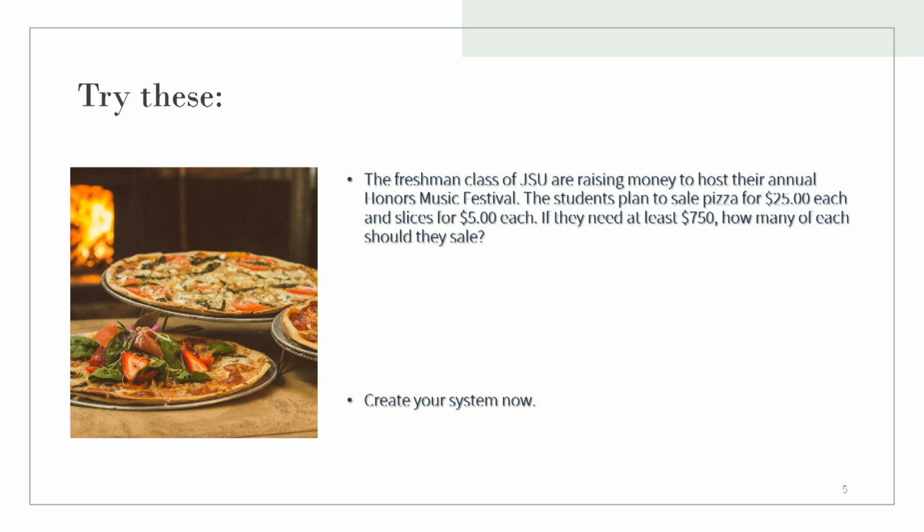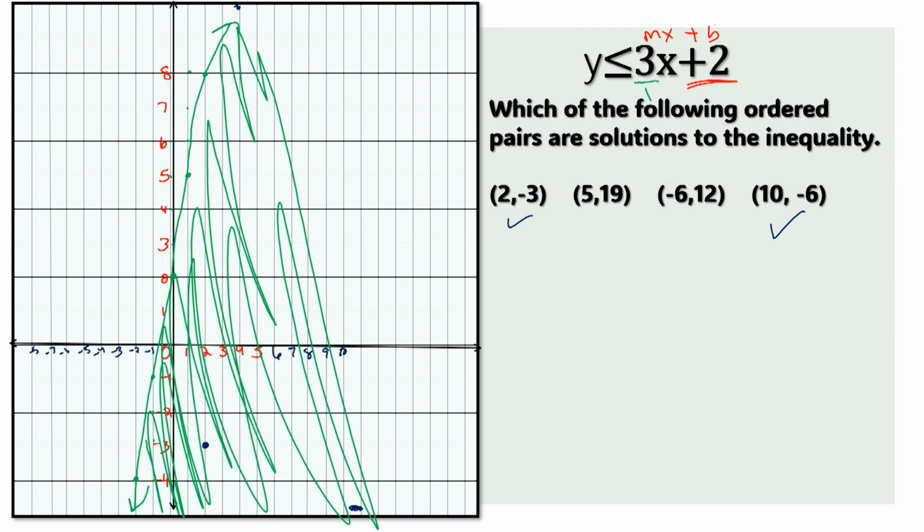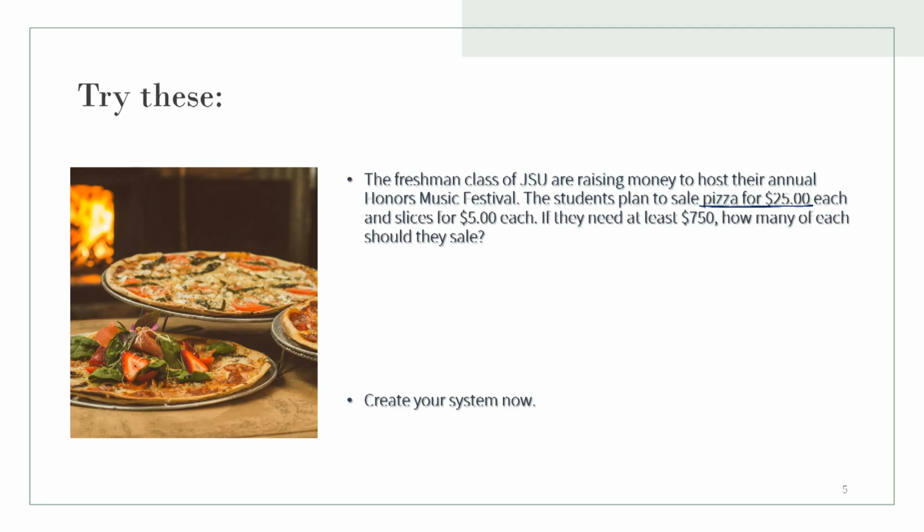So they're selling the whole pizza for $25 and the slices are $5 each. And then I need at least $750. So I need to create a system of equations, or I need to at least create my equation to see what I've got. I think I'm just going to make an equation. I won't need a system.